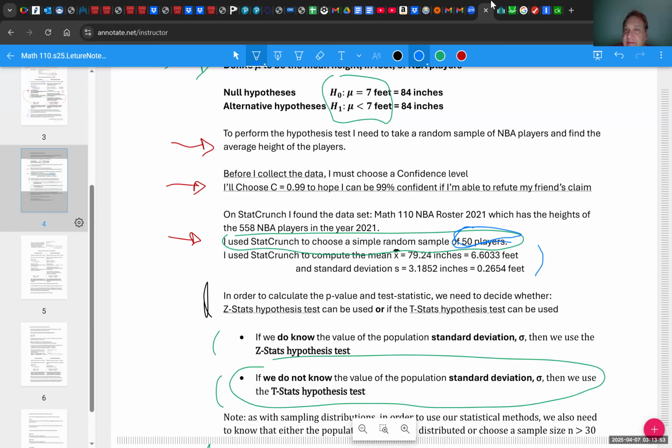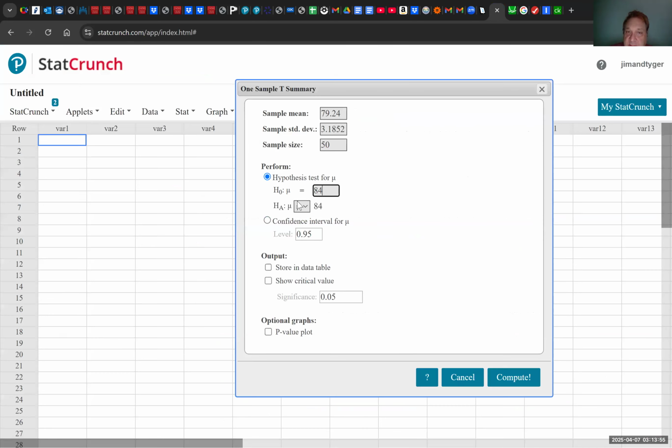So I'm going to choose the less than sign. So here's the less than sign right here. So null is equal to 84. Alternative is less than 84.